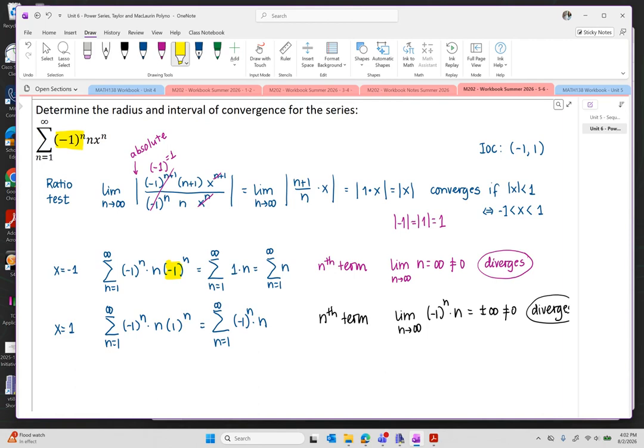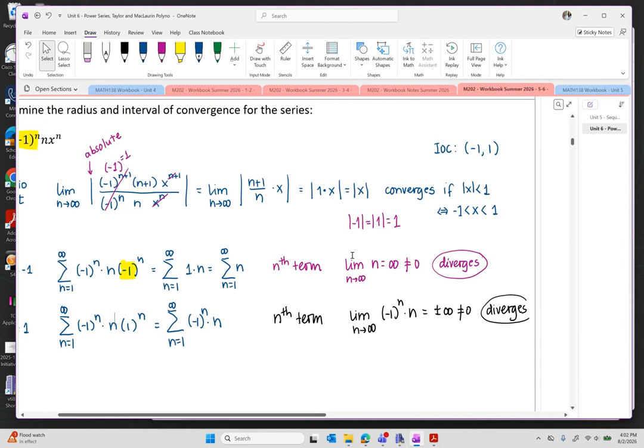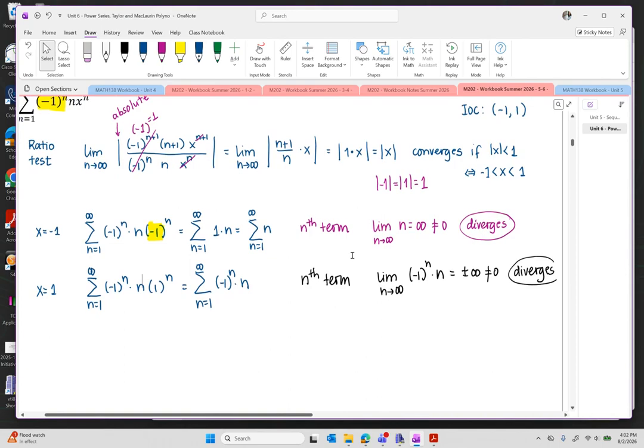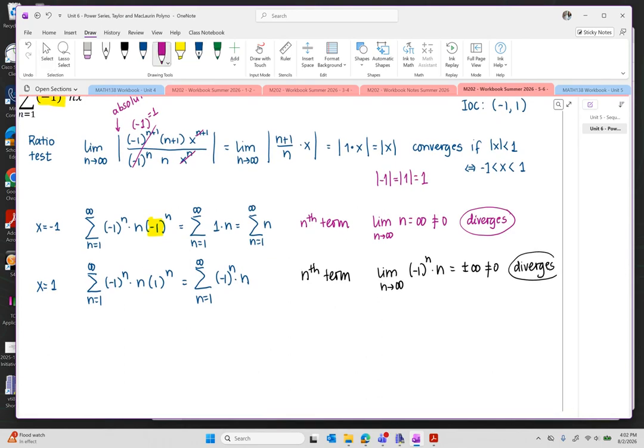When x is equal to +1, I will have the series (-1)^n times n. And again, with the nth term test, the limit of (-1)^n times n is plus or minus infinity. It is not equal to 0, and the series diverges. Therefore, overall, the interval of convergence for this series will be open at both endpoints.